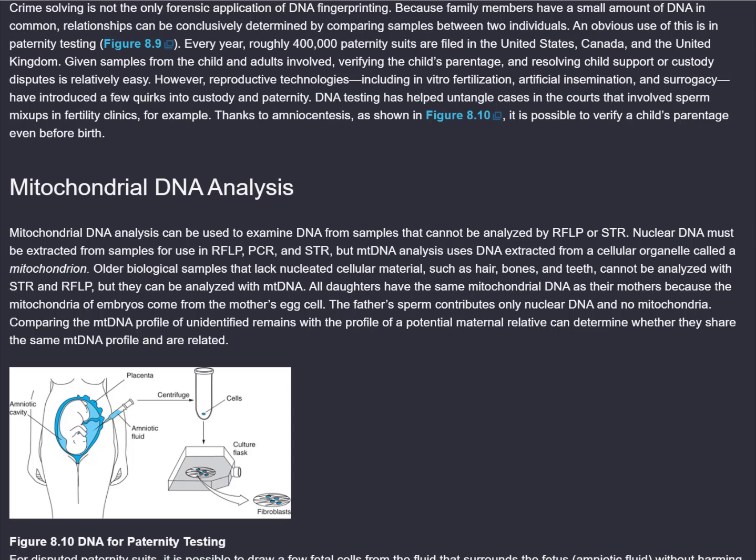Every year, roughly 400,000 paternity suits are filed in the United States, Canada, and the United Kingdom. Given samples from the child and adults involved, verifying the child's parentage and resolving child support or custody disputes is relatively easy. However, reproductive technologies including in vitro fertilization, artificial insemination, and surrogacy have introduced a few quirks into custody and paternity. DNA testing has helped untangle cases in the courts that involved sperm mix-ups in fertility clinics, for example. Thanks to amniocentesis, as shown in figure 8.10, it is possible to verify a child's parentage even before birth.